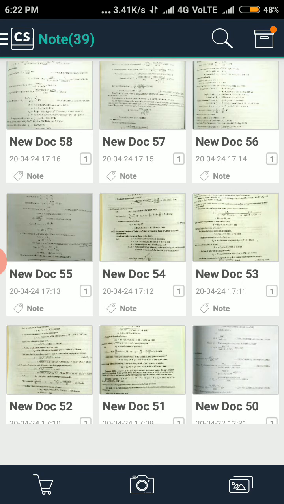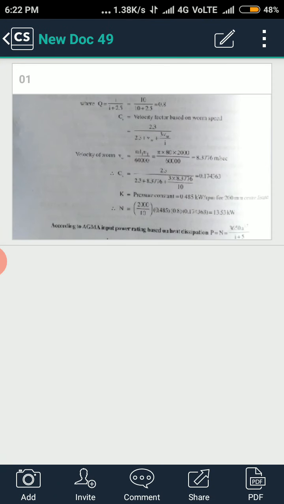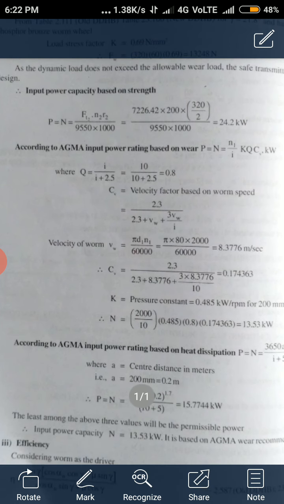So after calculation of wear load, next we can go for what? The power based on different criteria and selecting the least power. So the first parameter is what? Power based on tangential tooth load, that is N equal to Ft2 n2 r2 divided by 9550 into 1000. It is a modified equation. Next, we substitute the values and calculate that, check how much power we get.